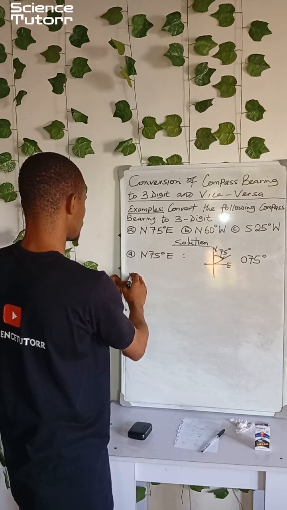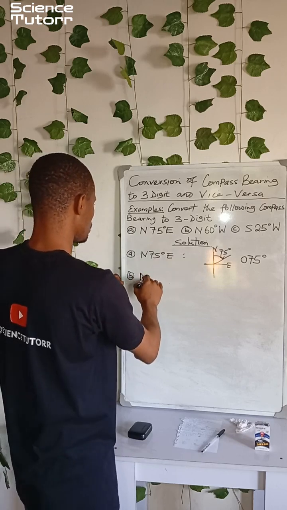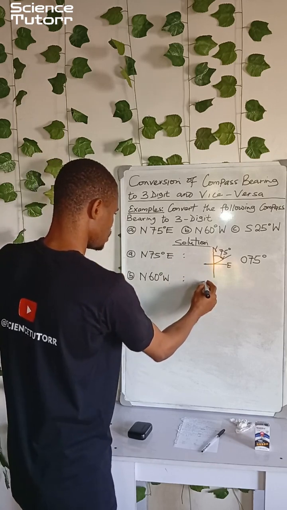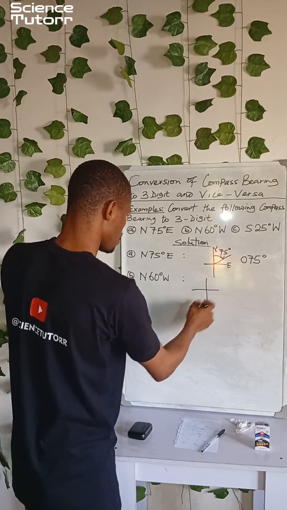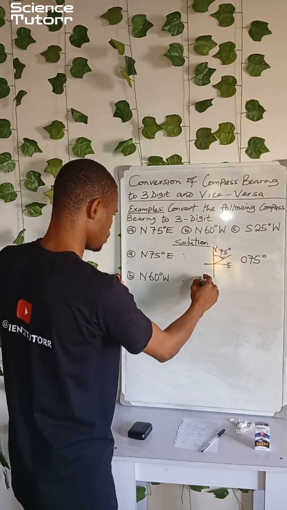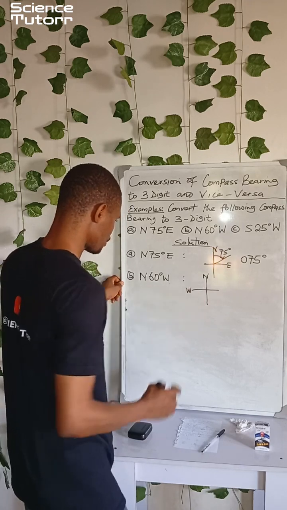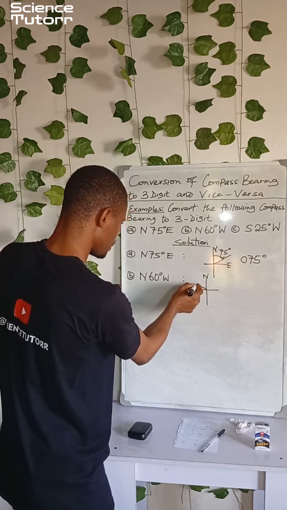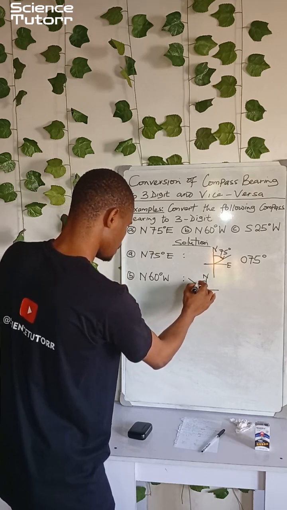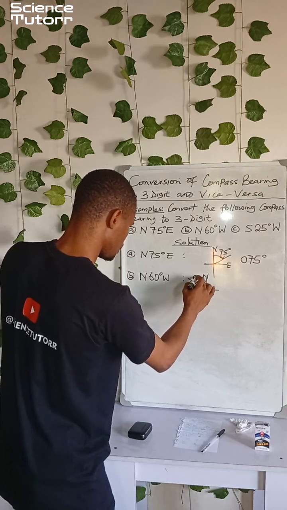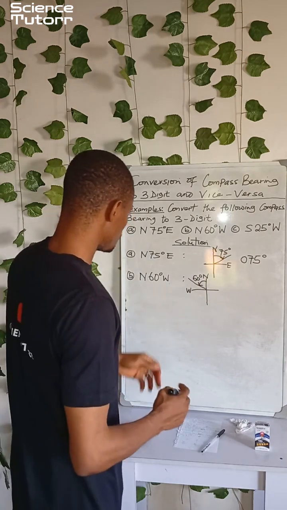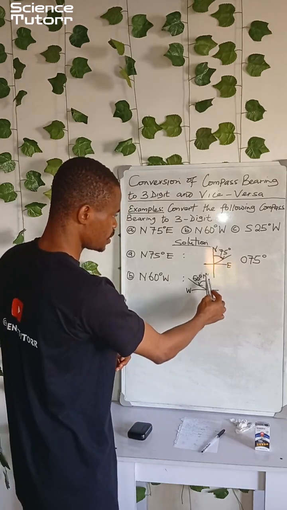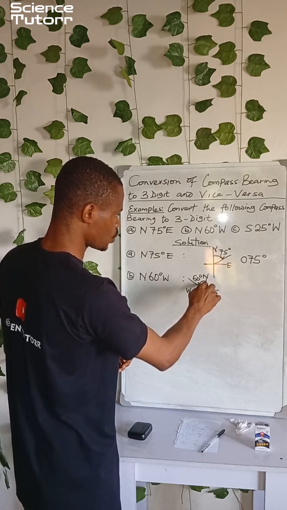The second case, we have north 60 degrees west, northwest. So let's see from our cardinal points, northwest. This is north and this is west. From the north, this is 90, so 60 comes around here. So this is my 60 degrees. Now, in converting this to three digits, remember for three digits, it begins from the north. So I'm going to take it this way.